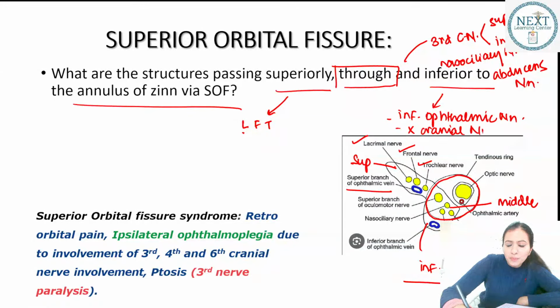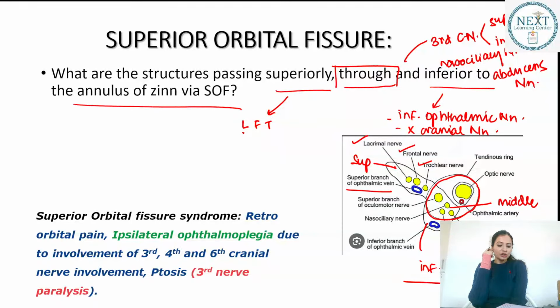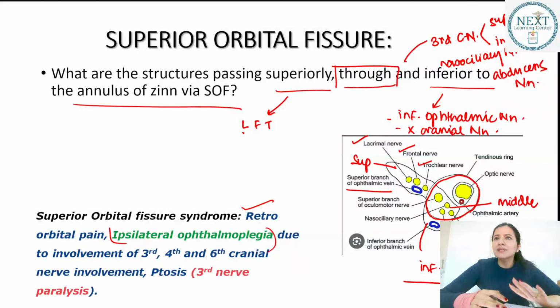Now, what is superior orbital fissure syndrome? What happens is, since it is present at the back of the eye, and I told you it is a bony defect in the sphenoid bone. So what will the patient have? Patient will have retroorbital pain, ipsilateral ophthalmoplegia. Ipsilateral, since it is here, the nerves that are supplying this eye, only they will emerge, right? So it will be ipsilateral ophthalmoplegia. Ophthalmoplegia means there is paralysis of the muscle supplying the eyeball.